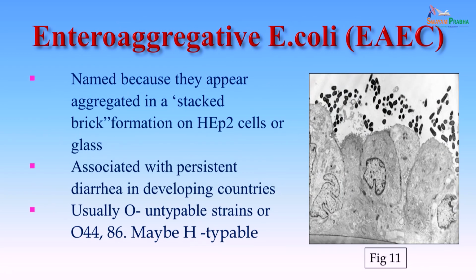Enteroaggregative E. coli is another E. coli which causes diarrhea. It is named so because the bacteria appear in a stacked-brick formation on either Hep-2 cells or even on a normal glass. They are associated with persistent diarrhea in developing countries. Usually, the O antigen is untypable in these strains, while H may be typable. So, this is the cell wall of the enterocyte showing the stack up of the enteroaggregative E. coli on the surface of the cells of the enterocyte.